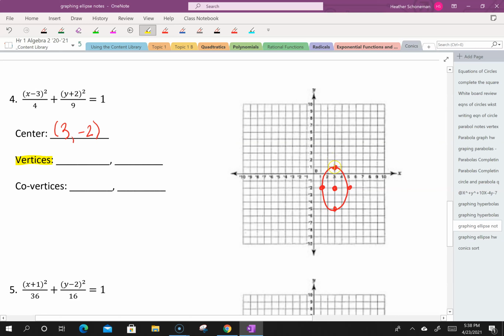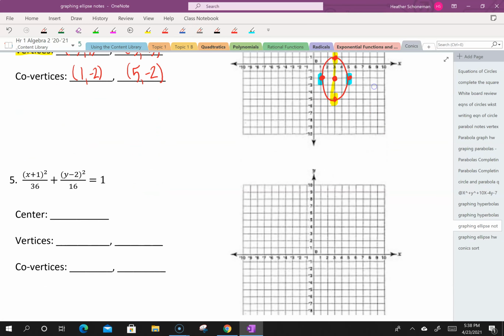The vertices are on the major one, the longer one, which in this case is up and down, and those points would be 3, 1, and 3, negative 5. The co-vertices are on the minor axis, the one that's shorter, and that would be 1, negative 2, and 5, negative 2.